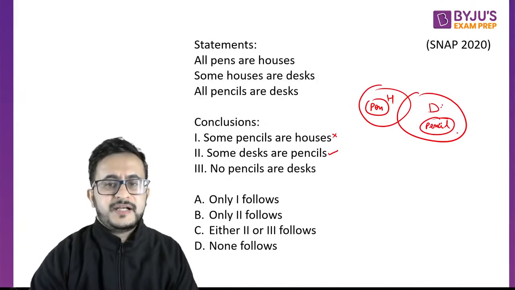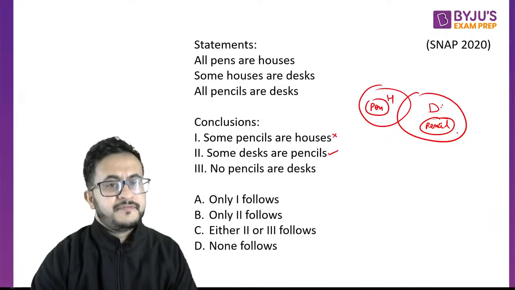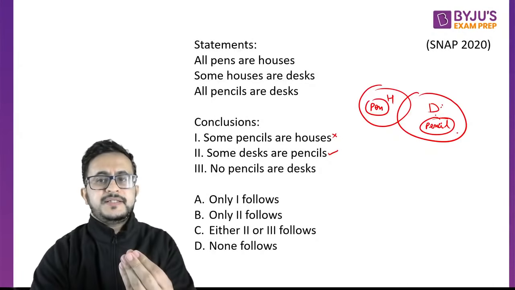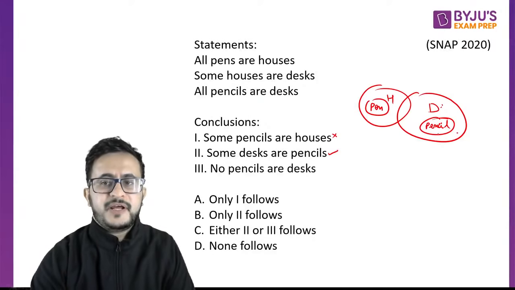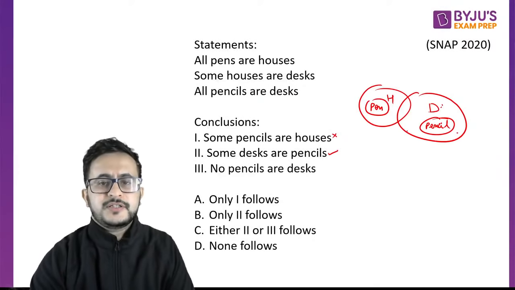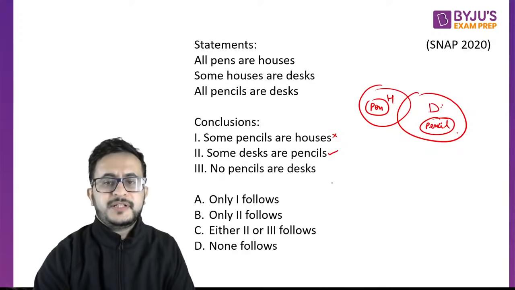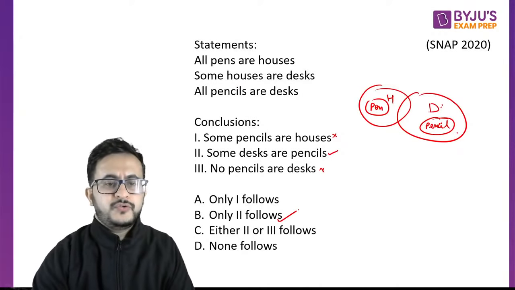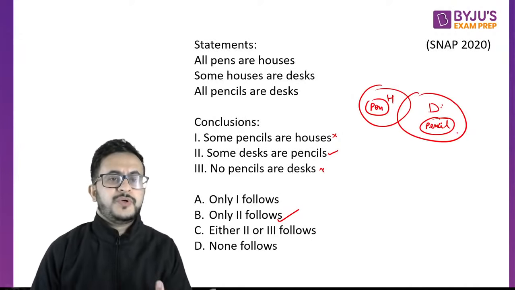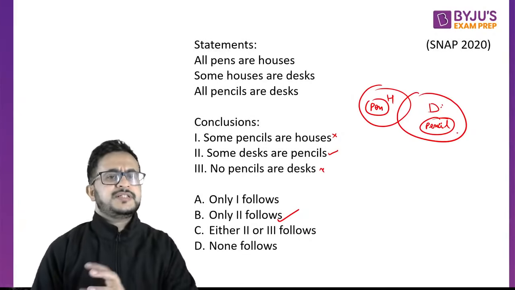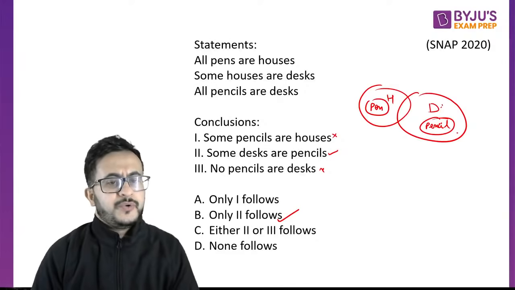No pencils are desks. That can never happen because all pencils are desks, right? No pencils are desks can never happen because it goes against the statement that is given. So only two follows. Okay, so that was a simple question. If you understand syllogisms, you could do this question easily.